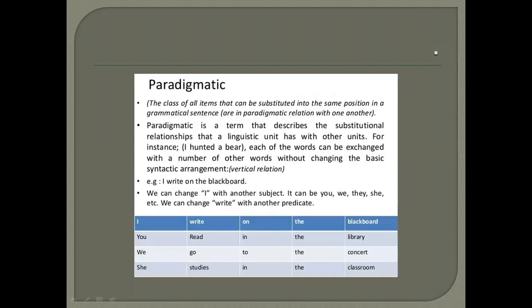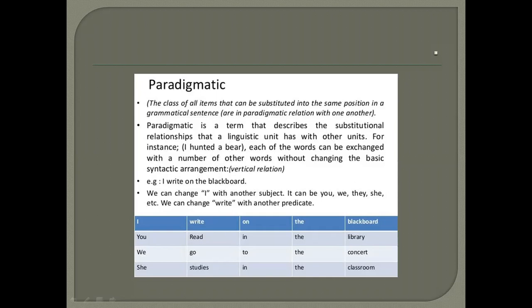Then another concept is paradigmatic. It is the class of all items that can be substituted into the same position in a grammatical sentence, or in paradigmatic relation with one another. Paradigmatic is a term that describes the substitutional relationship that a linguistic unit has with other units. For instance, I hunted a bear. Each of the words can be exchanged with a number of other words without changing the basic syntactic arrangement.